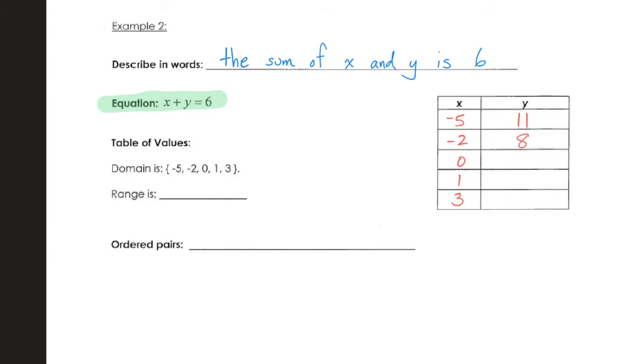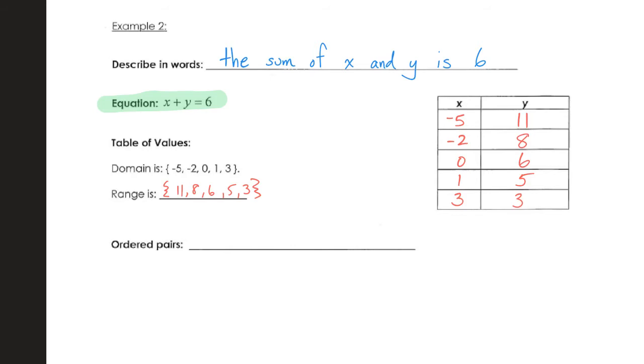That's the last time we're going to deal with that. We should be able to just confirm the rest of the table. So we should get 6 on that one, which should have been pretty obvious. 1 plus what gives me 6? That's 5. And 3 plus what gives me 6? 3. Now that we have our Y values, we now have our range. There's your brace bracket: 11, 8, 6, 5, and 3.